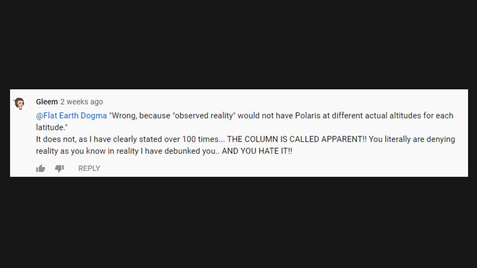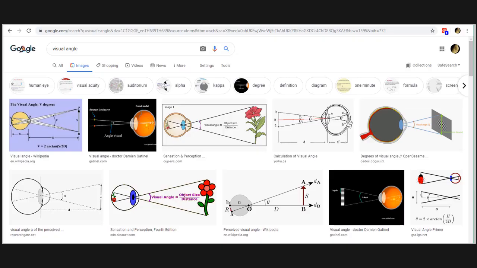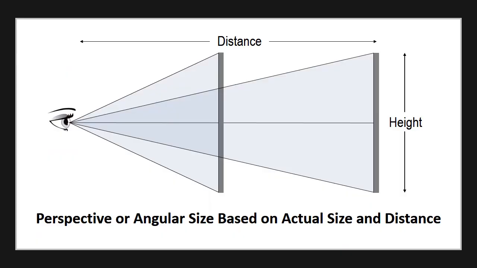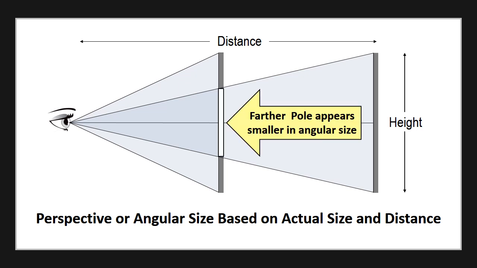It is wrong. If you look up the visual angle, or how big an object appears due to perspective, they all say the exact same thing. The perspective or angular size of an object is based on its actual size and its actual distance. Here we have two poles that are the exact same height at different distances, and it is quite obvious that the farther pole appears smaller because its angular size is smaller, not because the actual height is smaller.